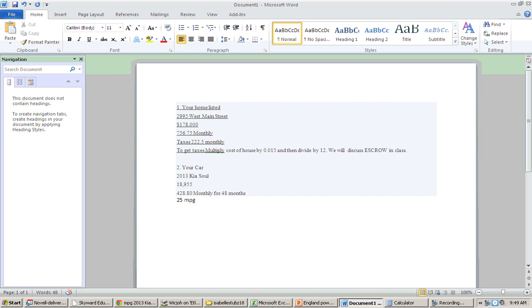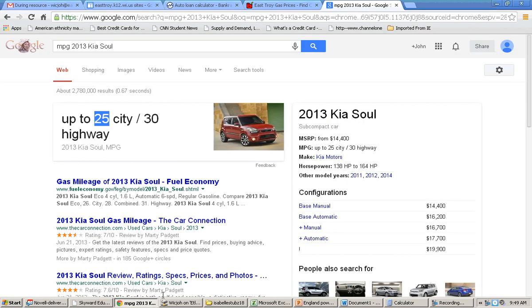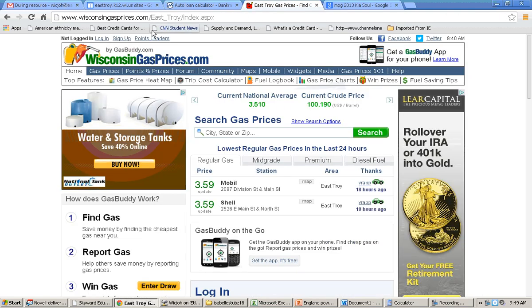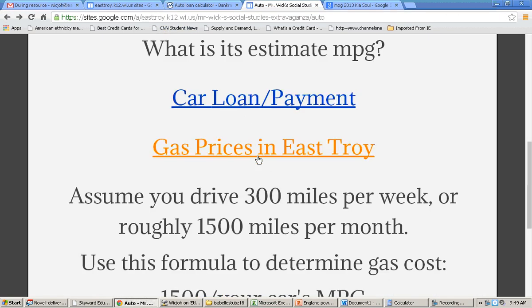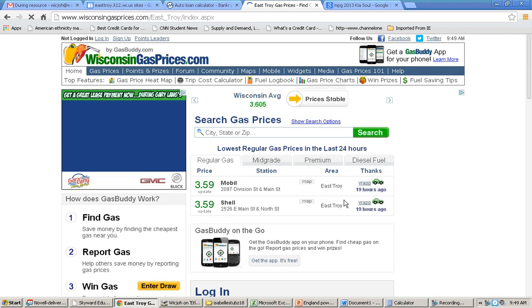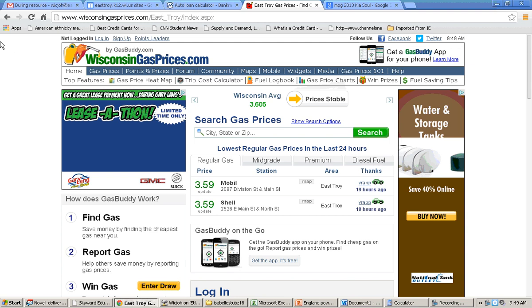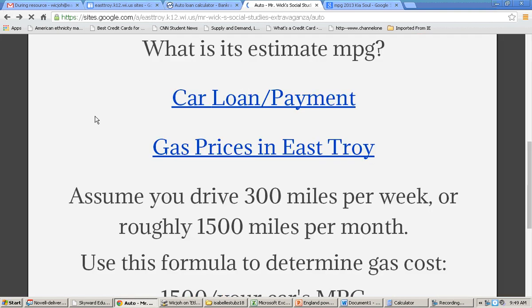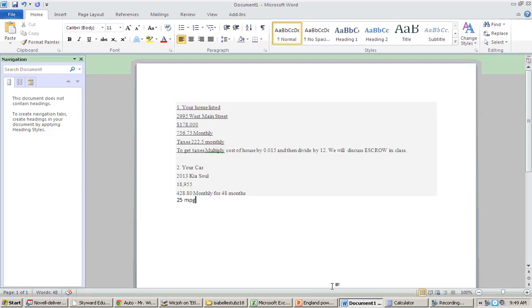With that done, I go back to my website. There is a link on my website to get the gas prices in East Troy today. And the gas price right now, they say, is $3.59 per gallon. $3.59. I'm going to add that to my document over here. 3.59 per gallon of gas.